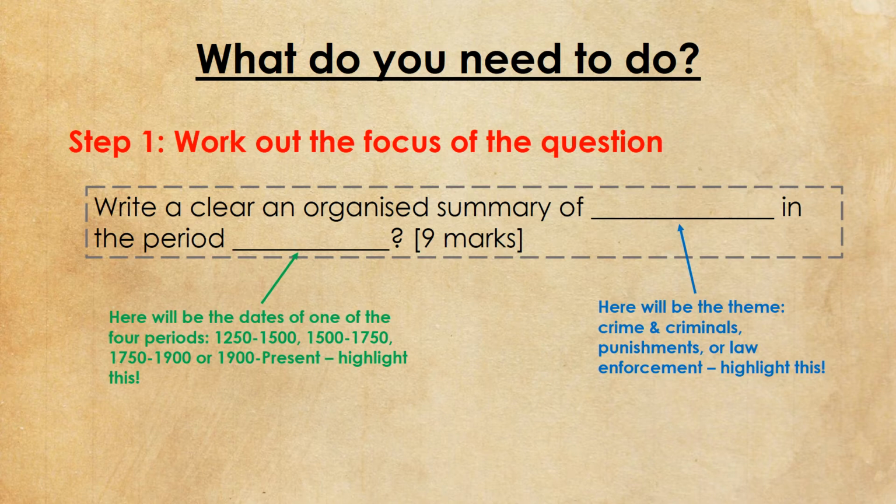Now, you will notice here, it doesn't necessarily say the medieval period or the early modern period or the industrial period. That's because you need to go away and learn those dates for each of those 4 key time periods off by heart. So make sure as part of your revision, you are learning the dates of the different time periods as well as the names of the different time periods. So you're highlighting whether it's crime, punishment, or law enforcement, and you're highlighting the time period that it is from.